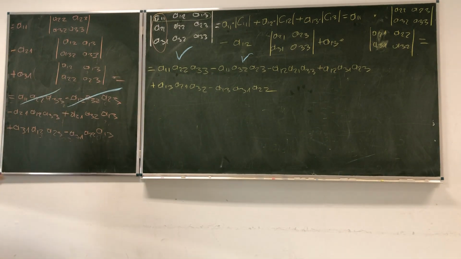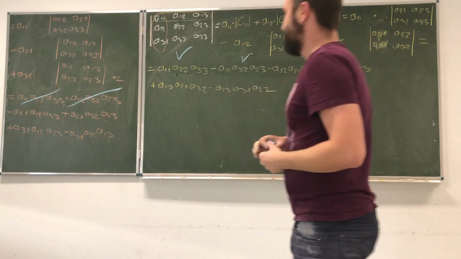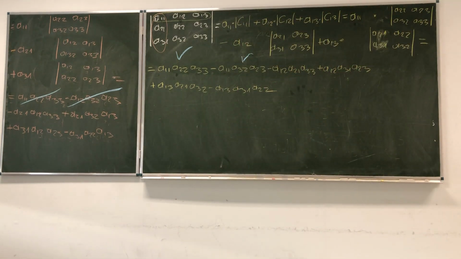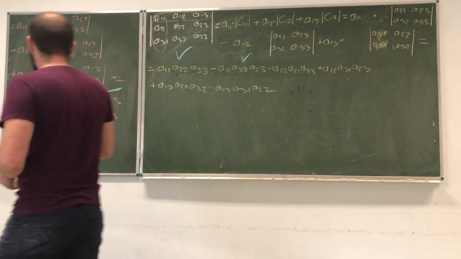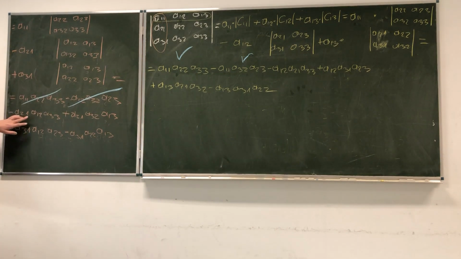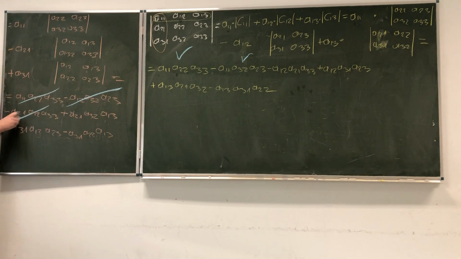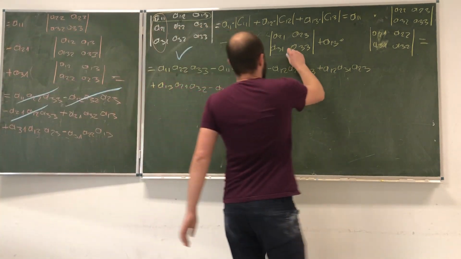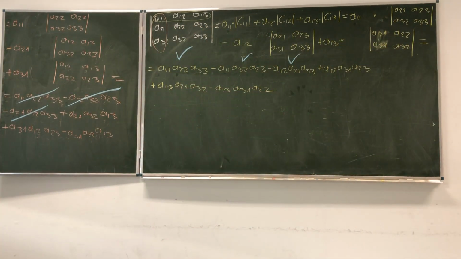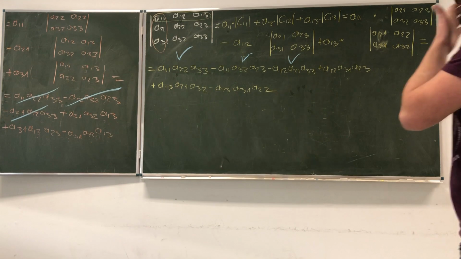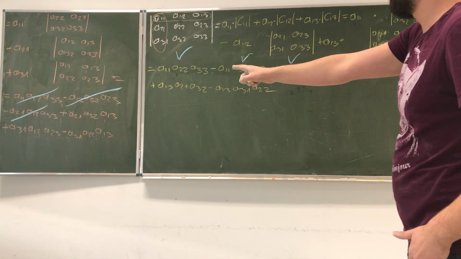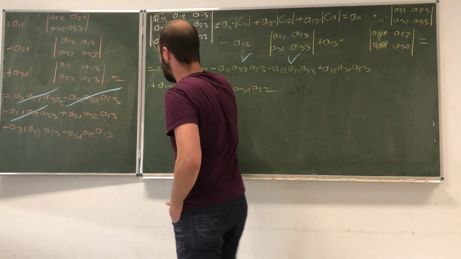Okay, but let's look at the rest. Okay, what else do we have here? Here we have the minus A21, A12, A33. Okay, the same as the expression over here. Then, what else do we have? We have plus A21, A32, A13, the same as here.